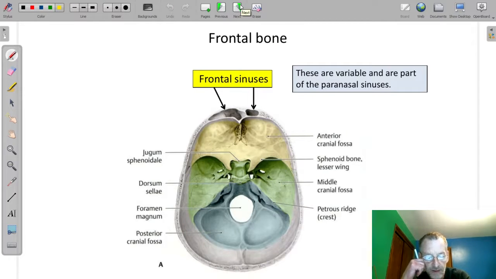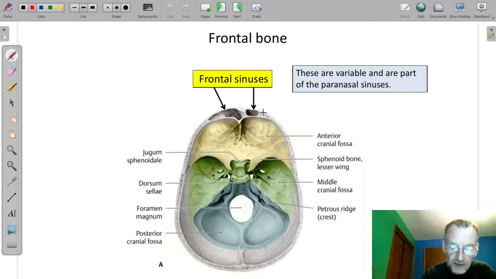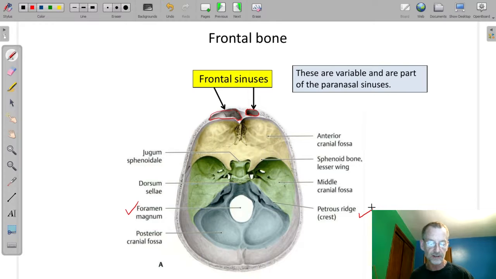Okay, last feature, I believe, of the frontal bone are these frontal sinuses. These are part of the paranasal sinuses. They're variable. You can see pretty clearly that they're not symmetrical. That's okay. But those are the frontal sinuses. They're in the frontal bone. And then again, as we work through this, there are different features that we will be looking at, or that I will ask you to know, such as the foramen magnum and the petrous ridge or the crest. The rest of the other fossae I've decided not to worry about, and other features. But that's a good illustration of the frontal sinuses.